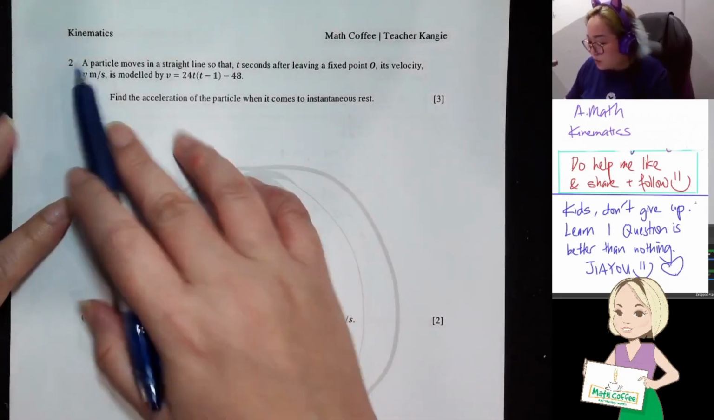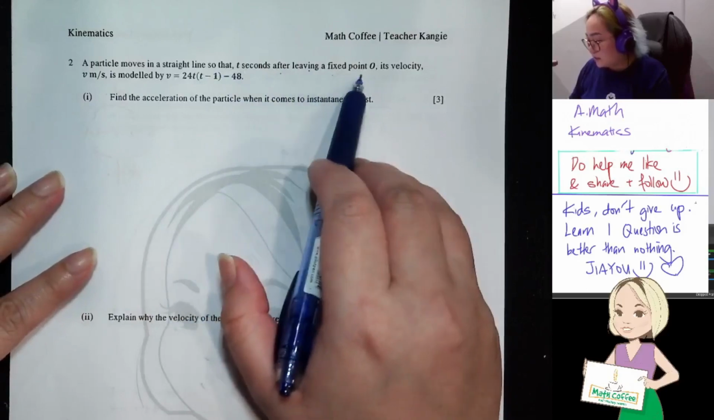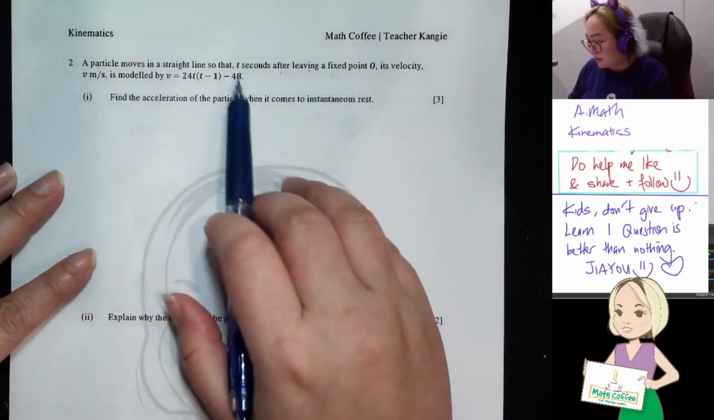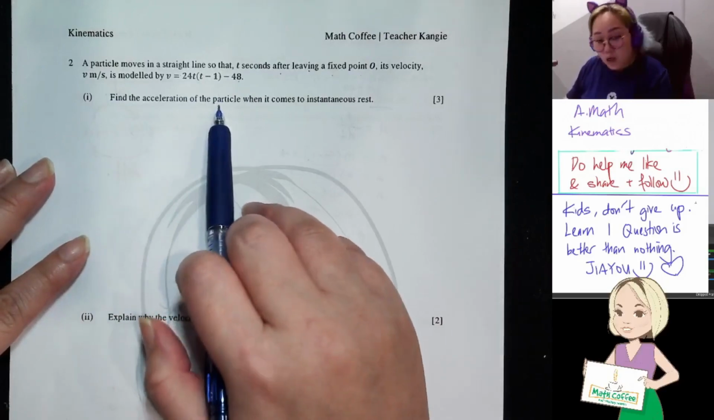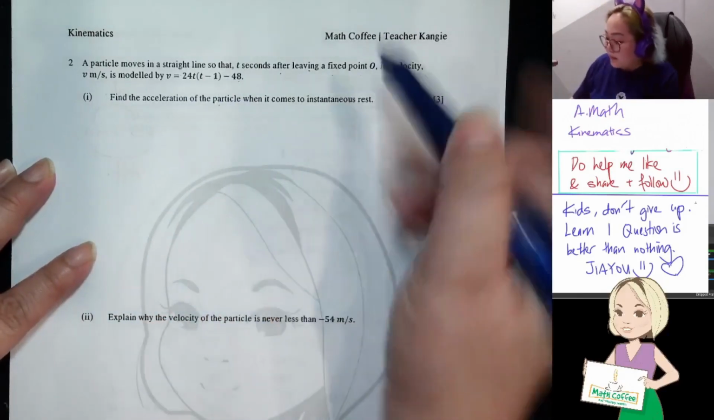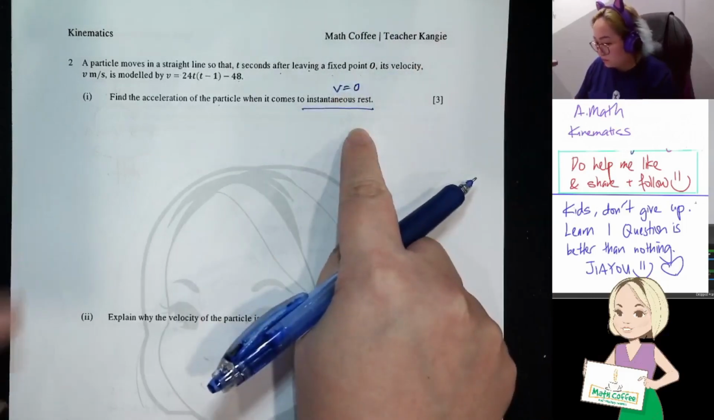Okay, next, question 2. A particle moves in a straight line so that t seconds after leaving a fixed point O, its velocity is given. Find the acceleration of the particle when it is instantaneously at rest. So first, since they are showing this, I know I want to do v equals 0.